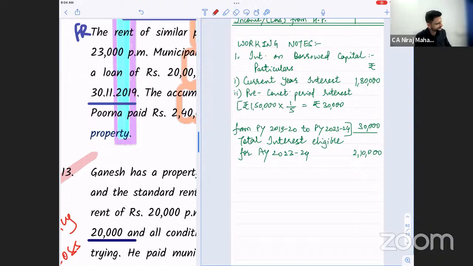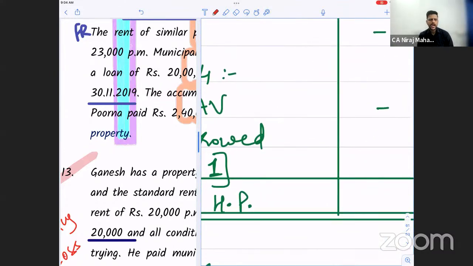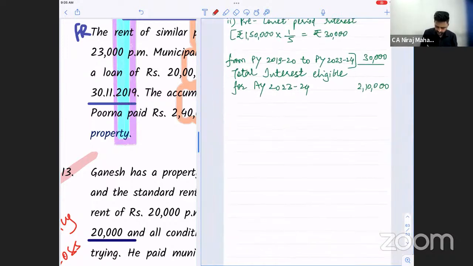Then the logic was wrong. Please understand now. What is my figure given here? 2,10,000. Can I write down 2,10,000 as interest on borrowed capital? No, I cannot. Whenever you are calculating 24B for self-occupied property, what should come to your mind is the ceiling limits. 2 lakhs is a wrong answer. It is subject to the ceiling limit.